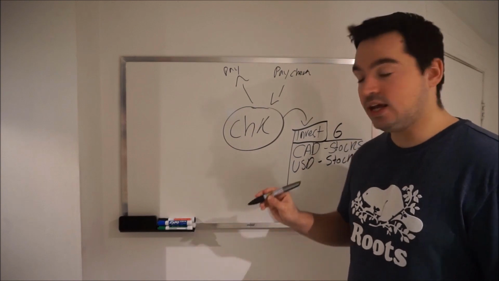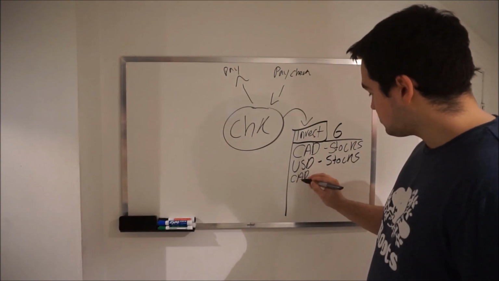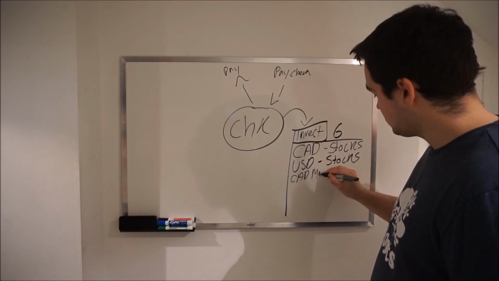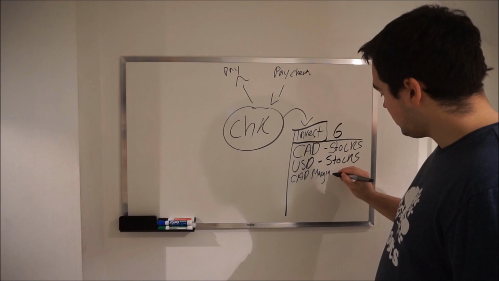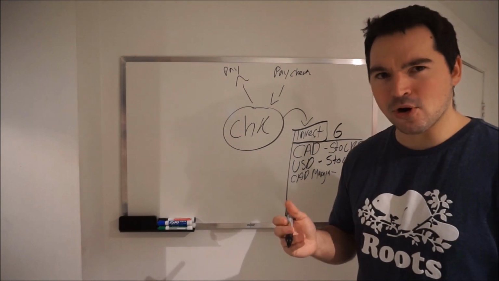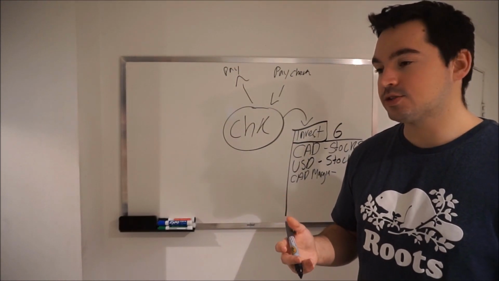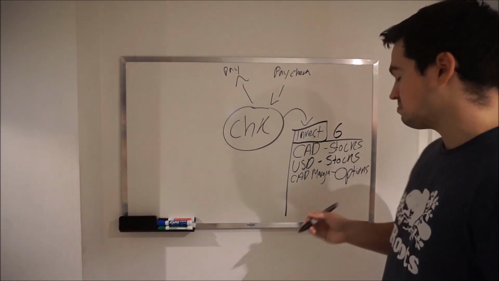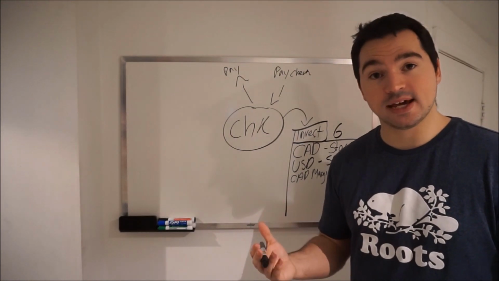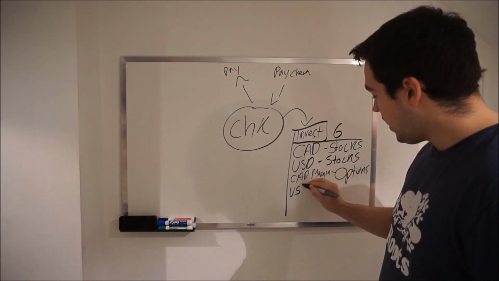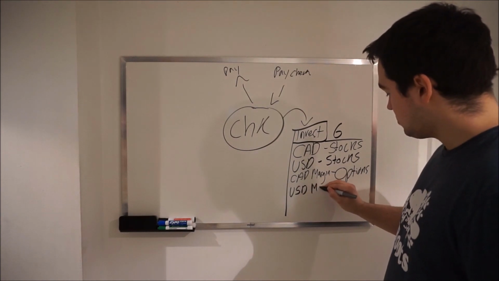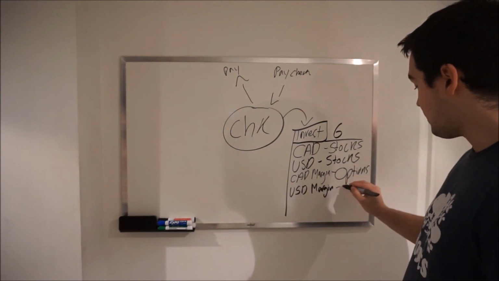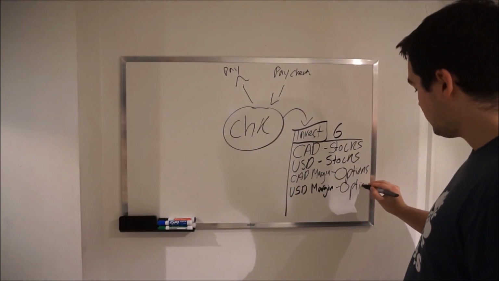Then I have Canadian margin. This might get too small to see, so listen to my voice. It's a margin account. Now it's actually not a margin account in a sense, but it is called that. This is where I buy options. If I want to buy Canadian options, I buy them under the Canadian margin account. If I want to buy USD options, I have a United States margin account. This is where I buy my United States options. Pretty simple enough, I think.